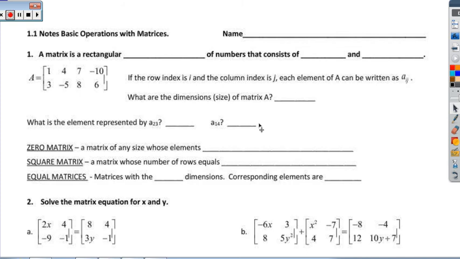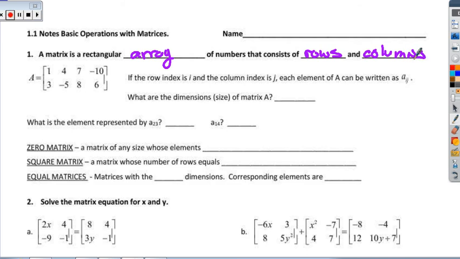Okay, today we are starting our pre-calculus notes with 1.1 on basic operations with matrices. This here is what a matrix looks like. It is a rectangular array of numbers consisting of rows and columns.